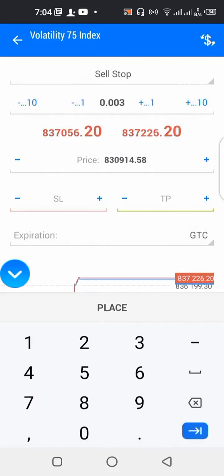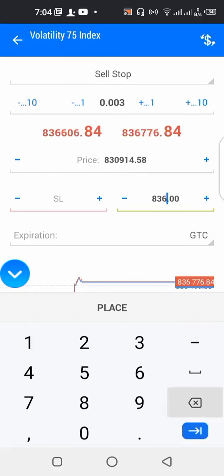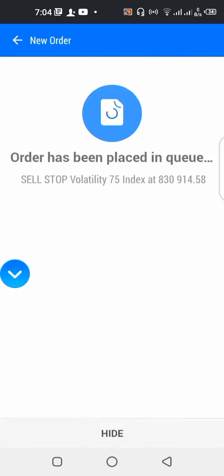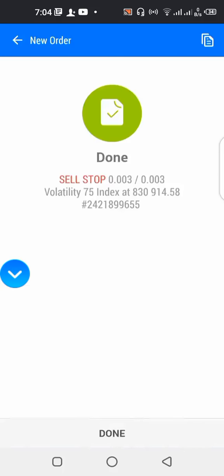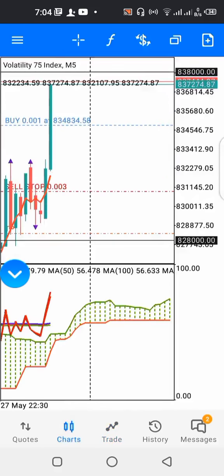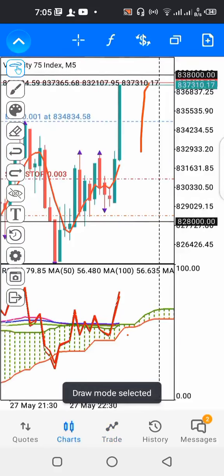It is at 830,914.58. The take profit for the hedge pending order is going to be 2,500 points, so 2,500 points below the sell stop, and that's at around 828. Okay, you can see strong bullish momentum, and look at what price just did. Strong bullish momentum.